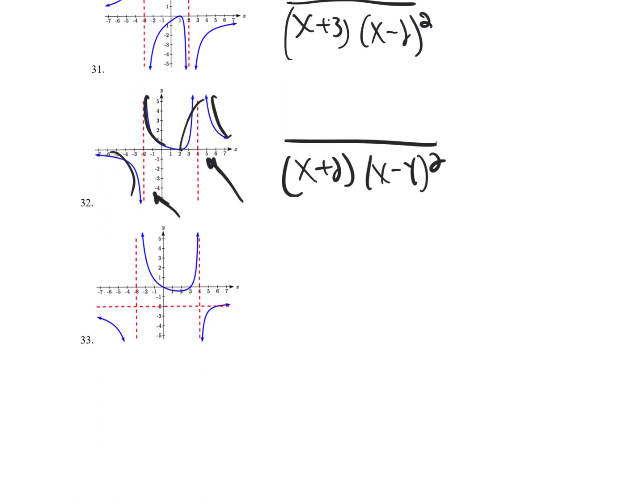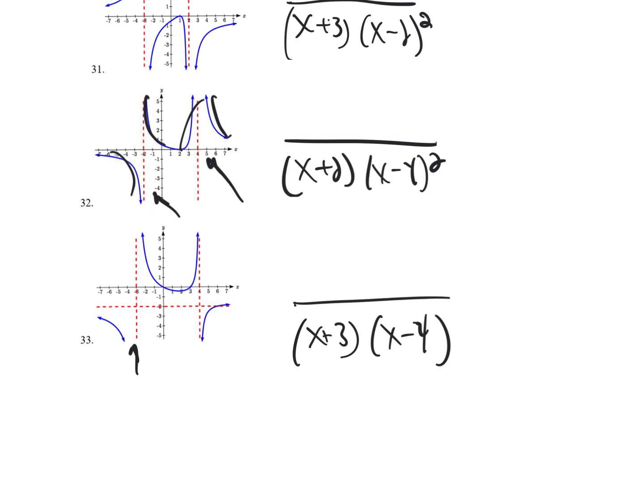For the next one, let's see. So here, neither one is heading off in the same direction. So both of these are going to have, let's see, x plus 3 because the vertical asymptote is at -3, and then x minus 4, and that's there.